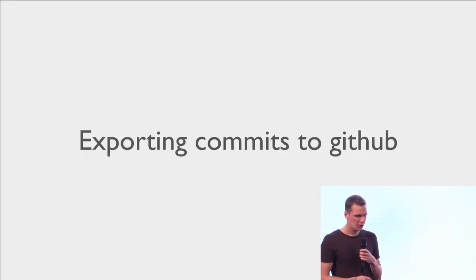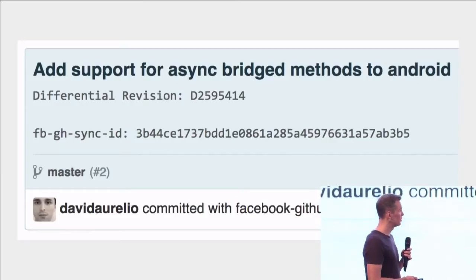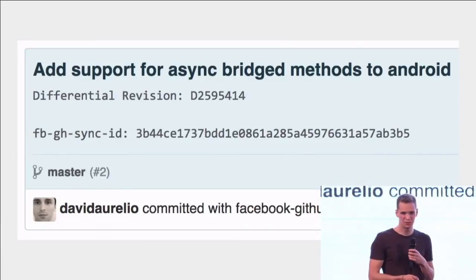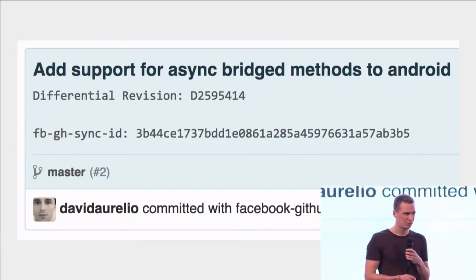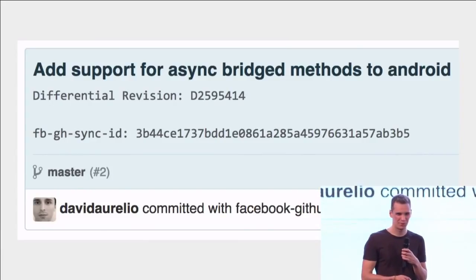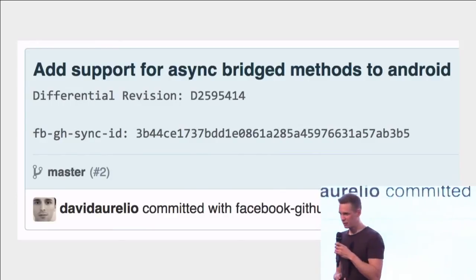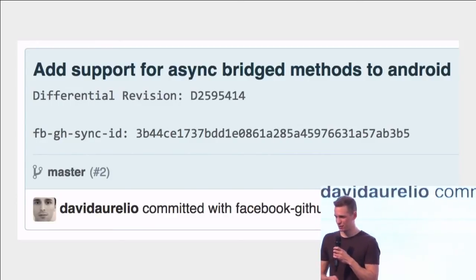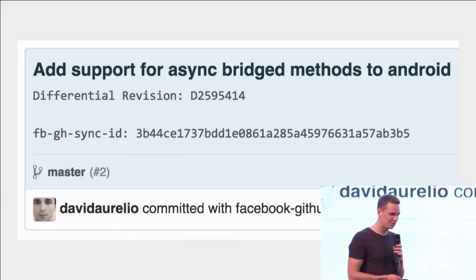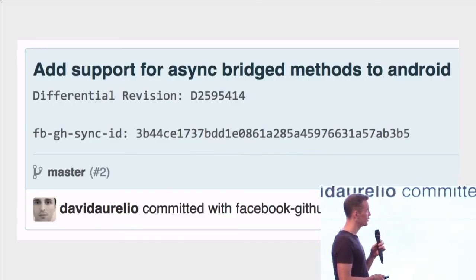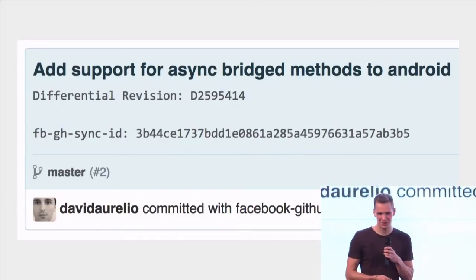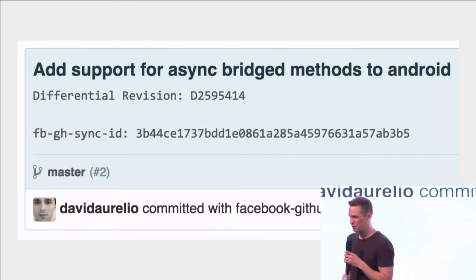If you look at the GitHub page, you will notice that there are these commits that we push from the Facebook repo, and they look a bit weird, right? What are all these weird differential revisions, and what is the sync ID? What is this all about? And it's pushed by some GitHub bot. What does this mean? So I will explain that.